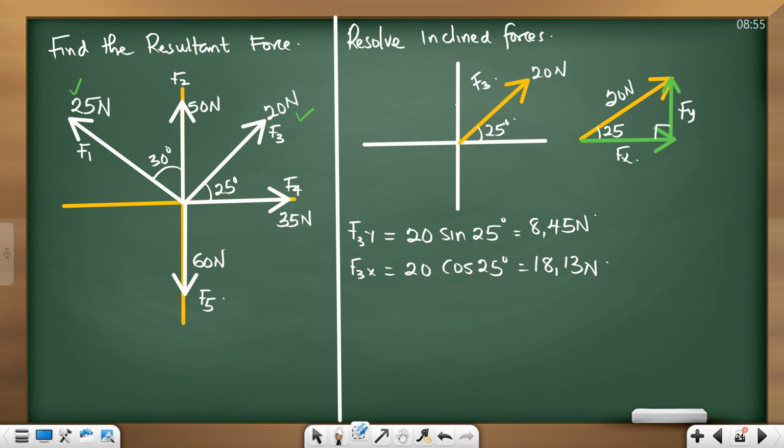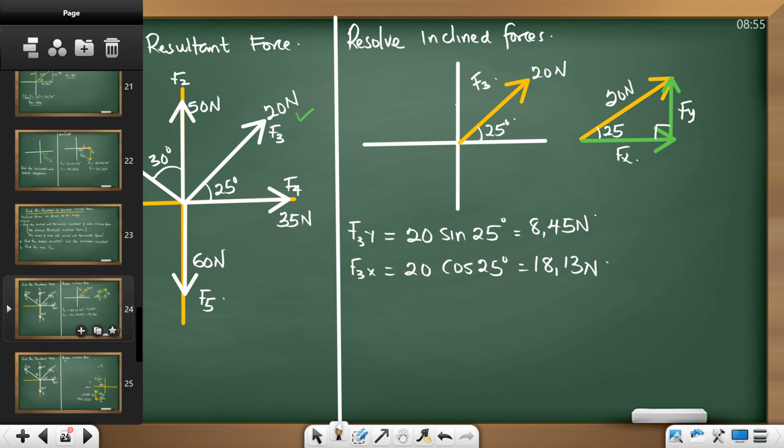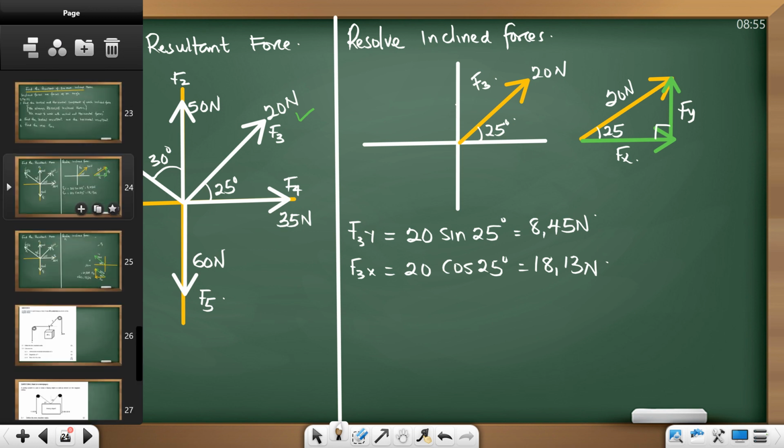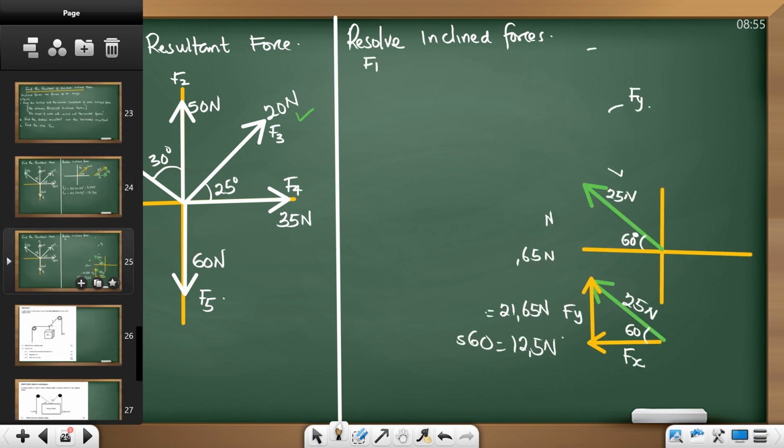Everybody okay? All right. So we are resolving inclined forces. Now, my beautiful learners, thank you so much. Let's now go to the next step. We now combine all the forces. It's quite some steps. We combine all the forces.